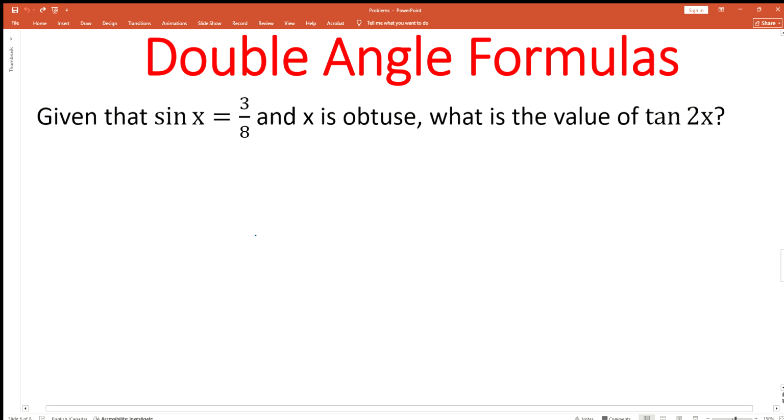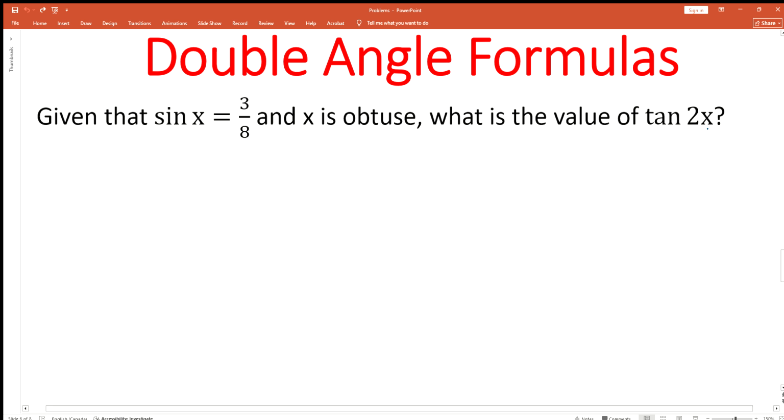In this video, we'll solve a double angle formula problem. As per the problem, given that sin x equals 3 over 8 and x is obtuse, what is the value of tan 2x? As per the problem, angle x is obtuse.